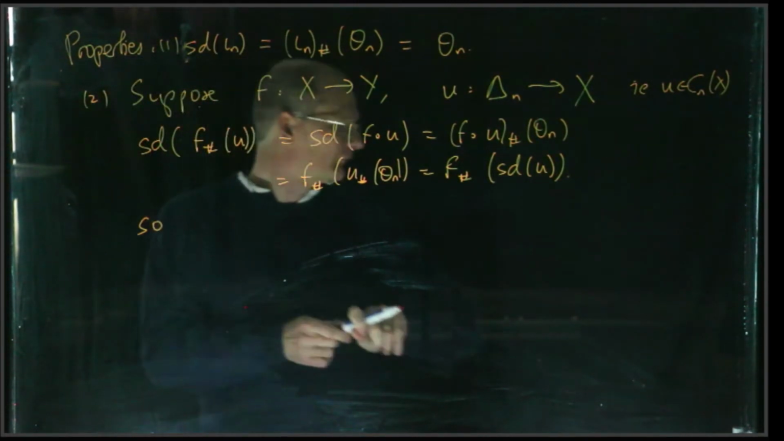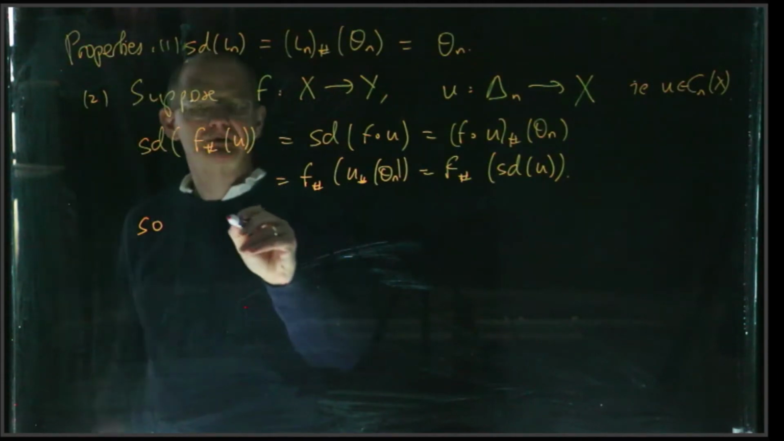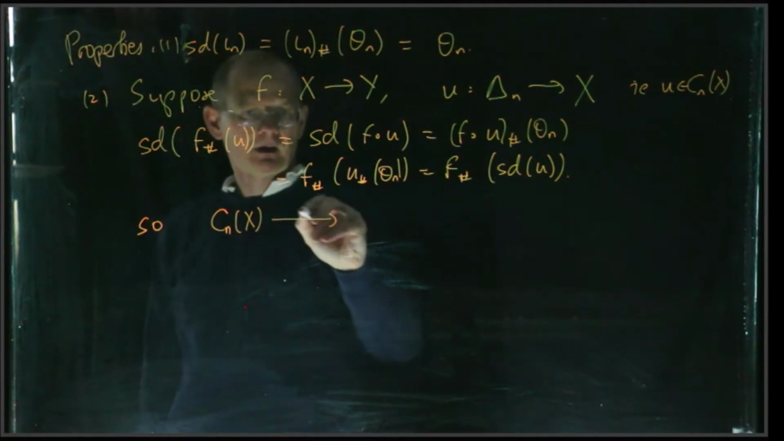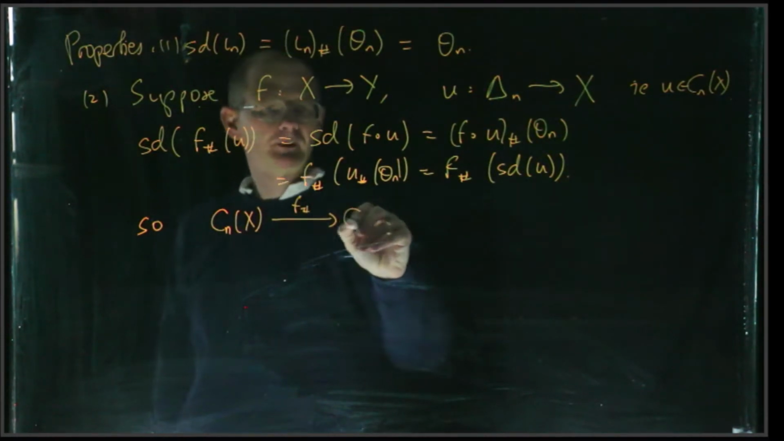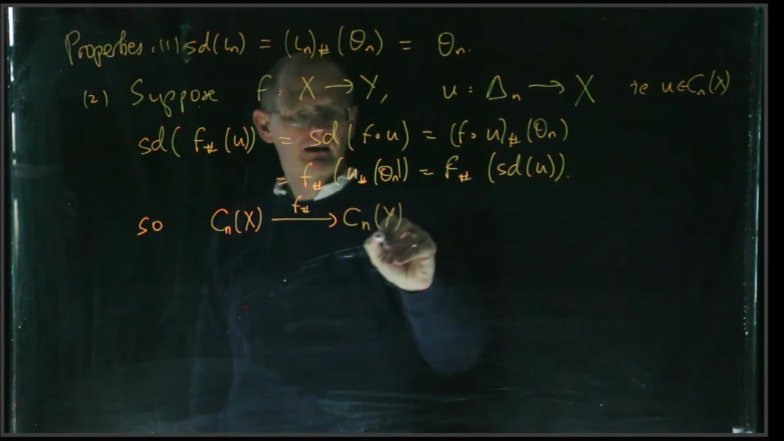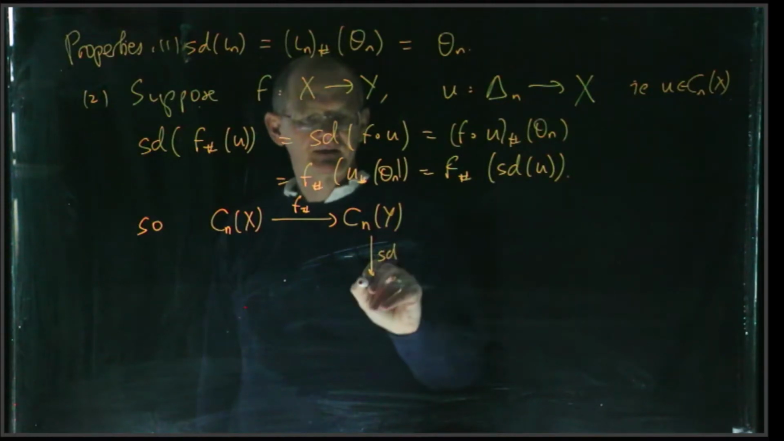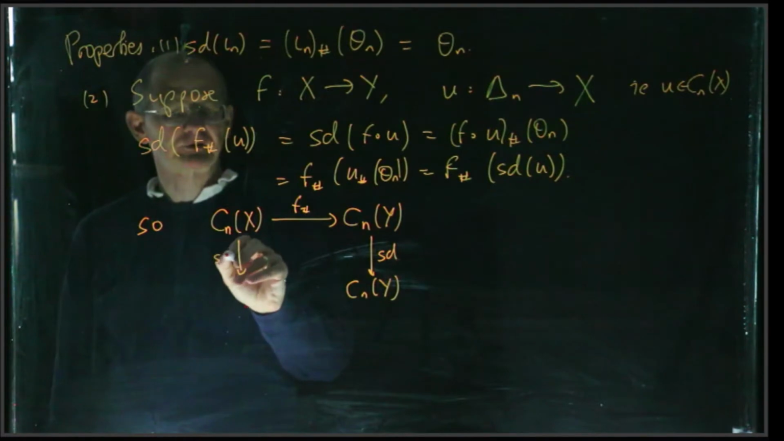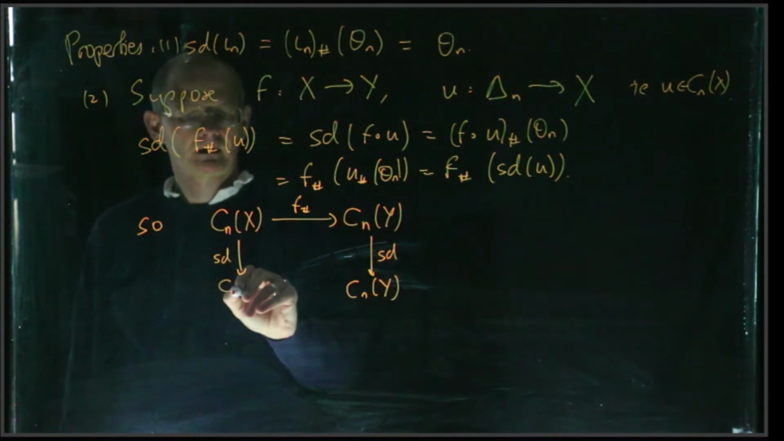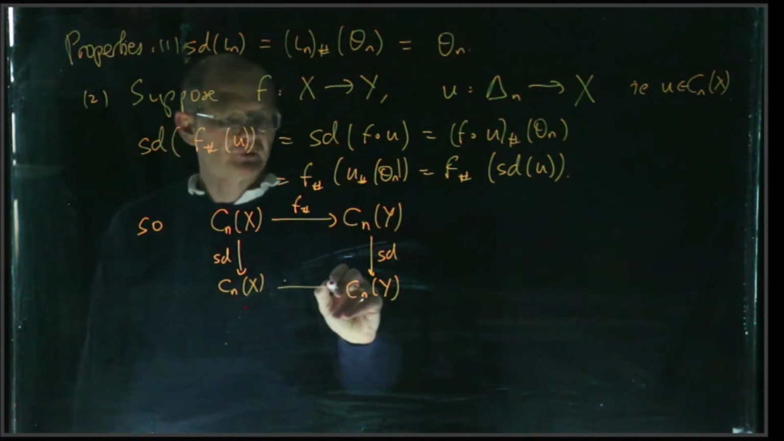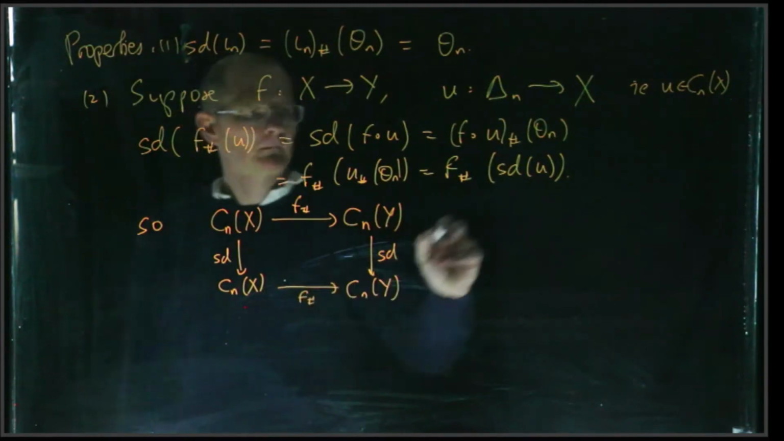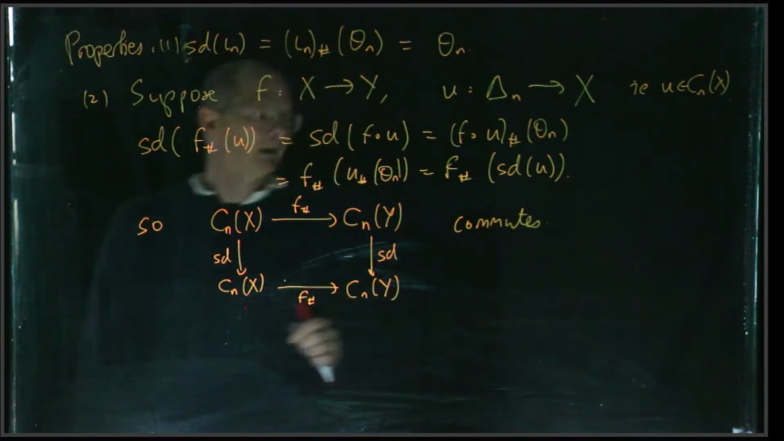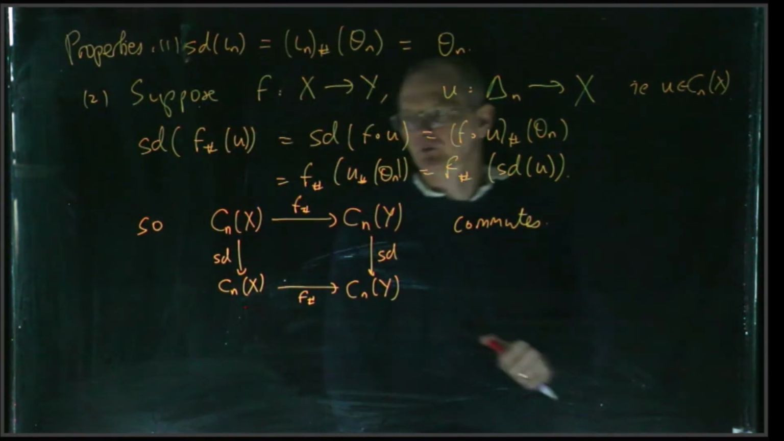So if you like, we can express this as a commutative diagram. You've got C_n(X). You push forward to get to C_n(Y), and then you subdivide to get to C_n(Y) again. But that's the same thing as doing the subdivision first, and then pushing forward. Okay, so that's going to be a useful property as well.